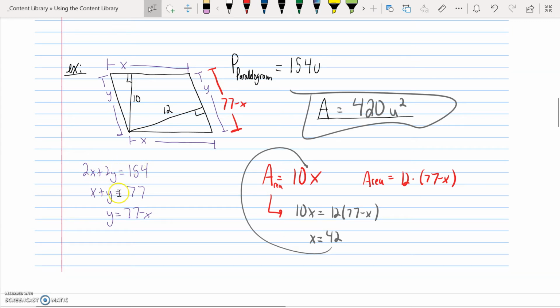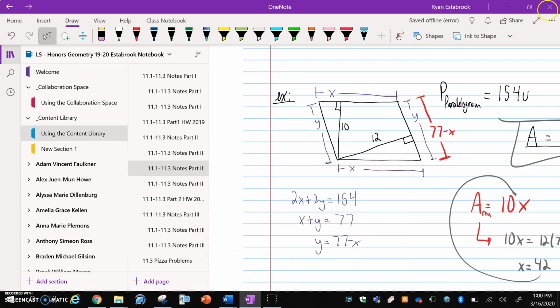I divided everything by 2, solve for y is equal to this. Plug y in over here. Remember we said the area of the parallelogram was 12 times y. Well, it's also 12 times 77 minus x. Set this equal to this. We solve for x. X is 42. The goal was to find the area. Remember the area was 10 times x, so 10 times 42 gives us an area of 420 units squared.